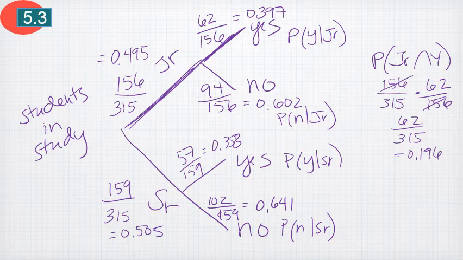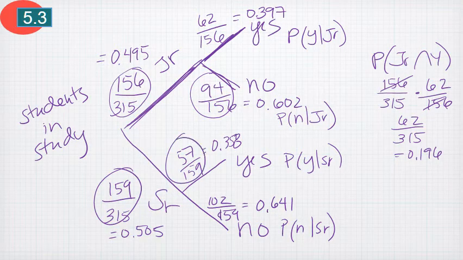If I were to multiply juniors and no, it would be this number times this number. If I wanted seniors and yes, it would be this times this. If I wanted seniors and no, it would be this times this. So you can see where all the probabilities are coming from, and you can see how a tree diagram is a super helpful way to look at and calculate probabilities.